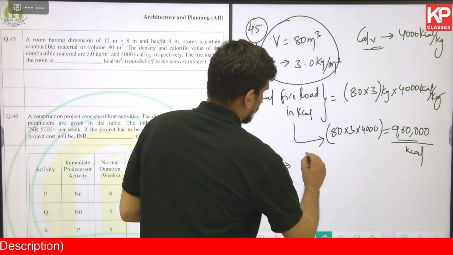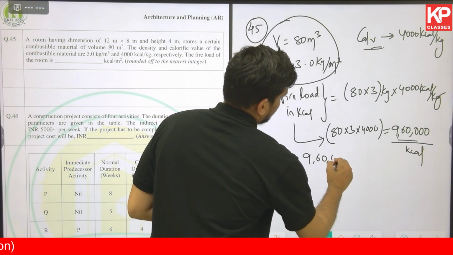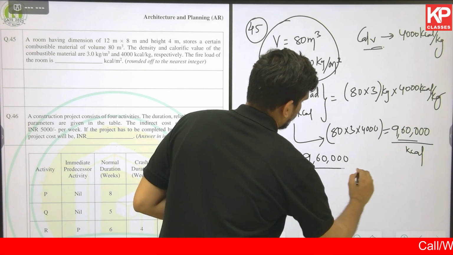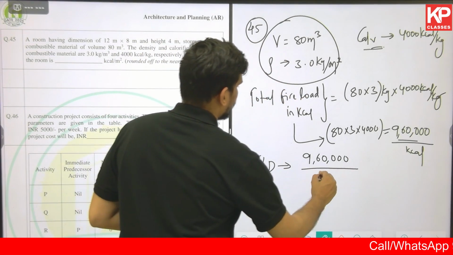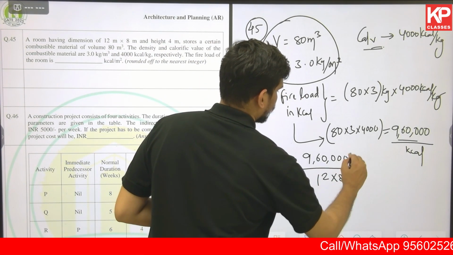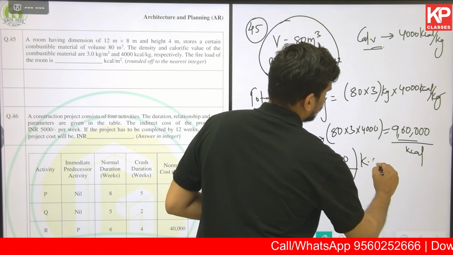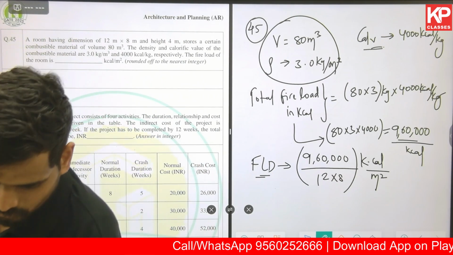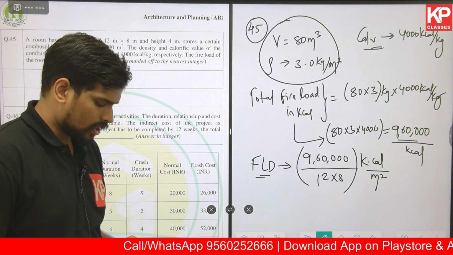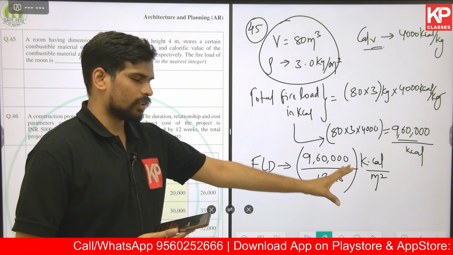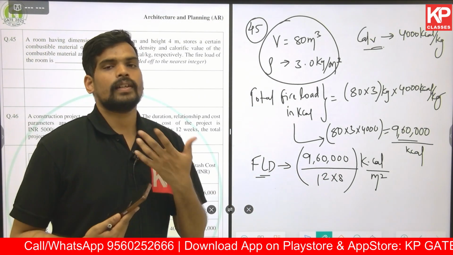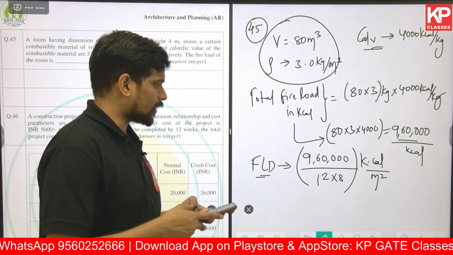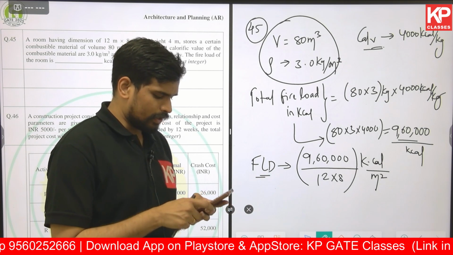So fire load density is coming out to be the total fire load, that is 9,60,000 kilocalories, divided by the floor area. Floor area is 12 into 8. So that will give us the answer in kilocalorie per square meter. Even though as per NBC definition this is given as fire load density, the fire load per unit area, in general terms even fire load density is interchangeably used with fire load, as you probably know.